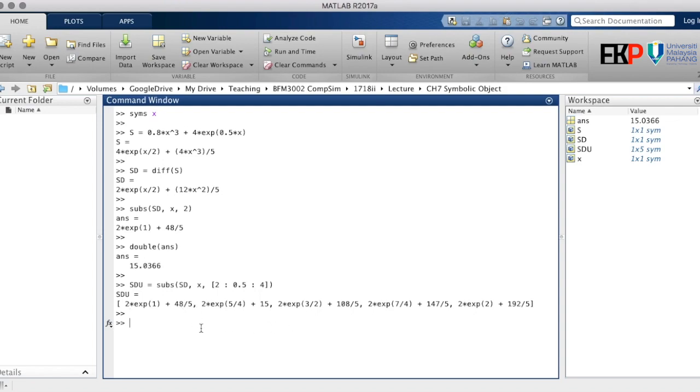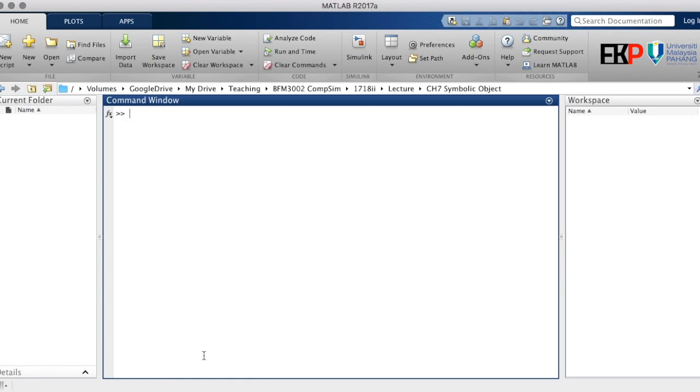So we can type in double of sdu if we want to look at the answer in approximated value. So we have 15.0366, 21.98, and so on and so forth for every value of x that we have substituted in the expression sd. MATLAB will display a separate answer. Let's look at another example.